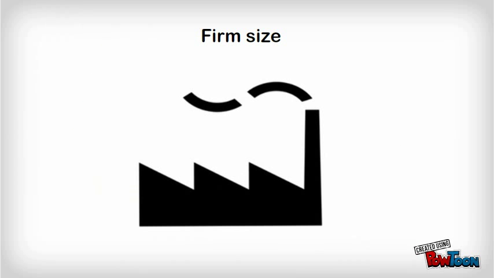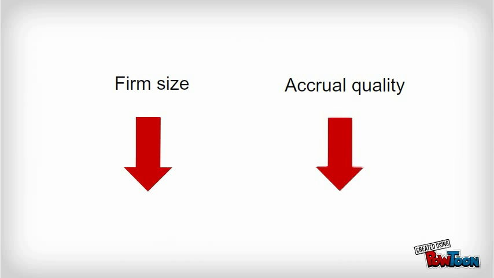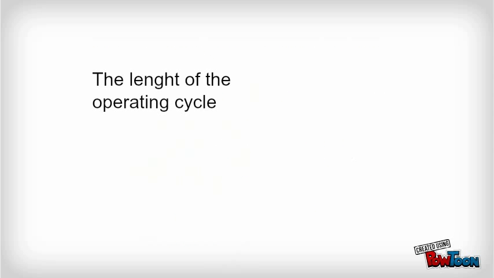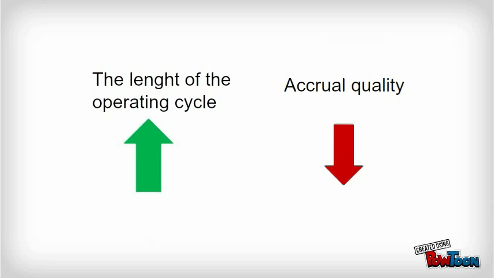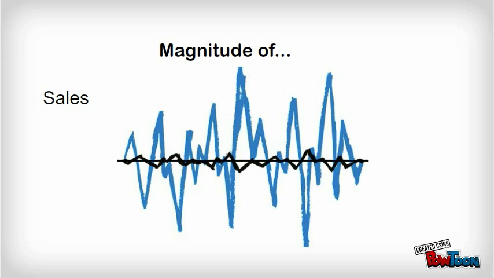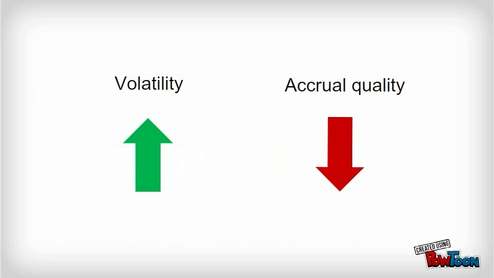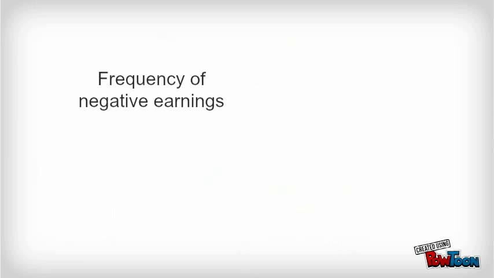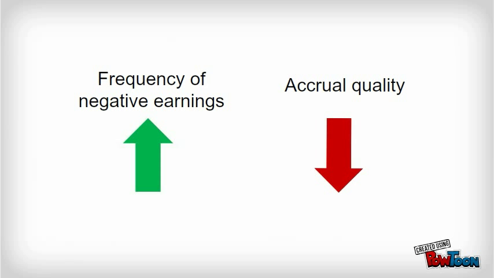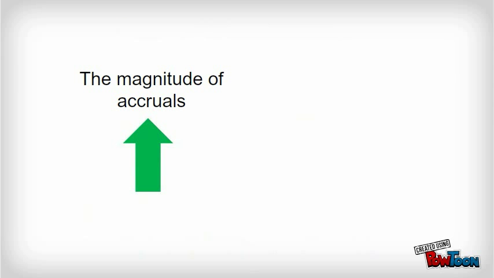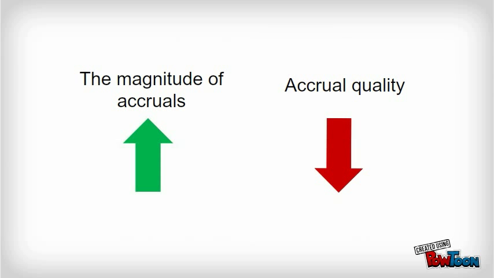First, they found that the smaller the firm, the lower the accrual quality. Second, they found that the longer the operating cycle, the lower the accrual quality. Third, they found that the greater the magnitude of sales, cash flow, earnings, and accrual volatility, the lower the accrual quality. Fourth, they found that the greater the frequency of reported negative earnings, the lower the accrual quality. Last but not least, they found that the greater the magnitude of accruals, the lower the accrual quality.